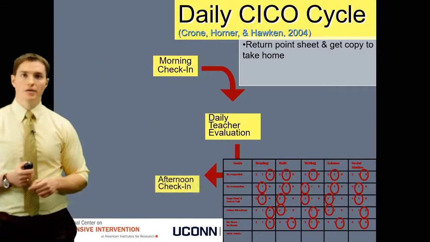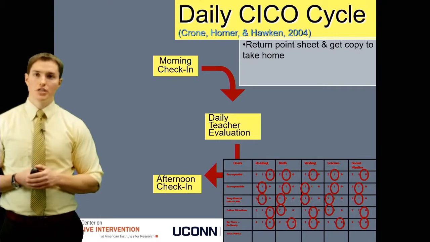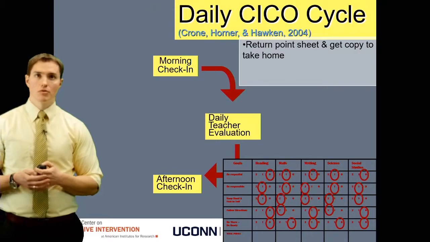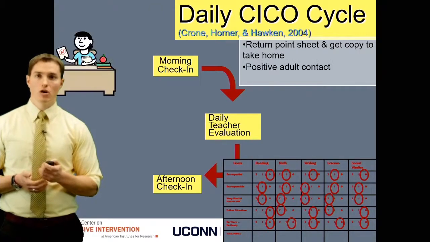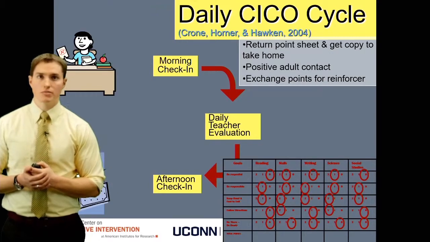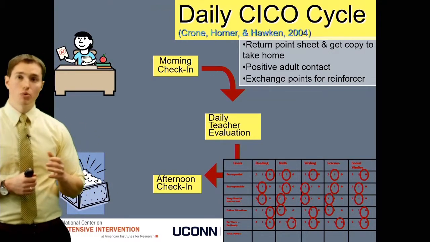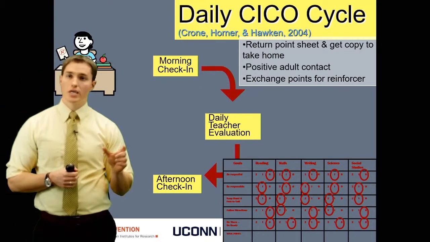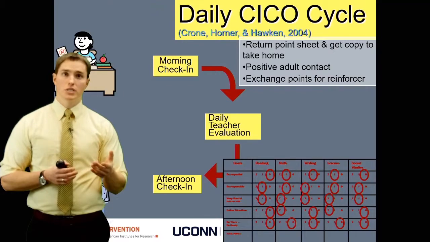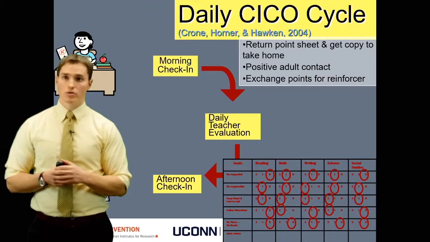At the end of the day, the student takes their completed point sheet back to the checkout room, again greeted by the positive adult. Returning the point sheet, they also get a copy to take home with them. The positive adult contact checks in with the student. If the student achieved their daily point goal, again, each point goal being individualized based on that learner's previous achievement, they will receive and exchange those points for a reinforcer.